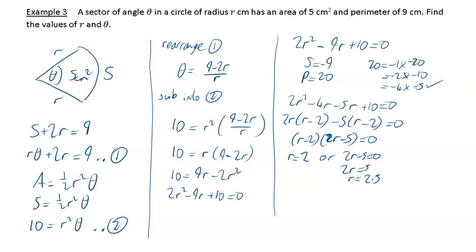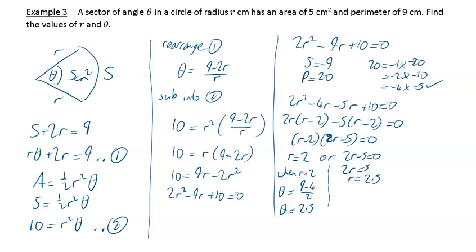Okay, read the question. Have we done it? It says find the values of r and theta. So we've done the r bit, we have to find the values of theta. So we just say when, a wee word every now and again is a big help. So when r is equal to 2, theta is equal to, and we're going back to this formula over here. So we're going to put r equal to 2 into this formula and see what we get. That's going to be 9 minus 2 times the r, which is 4, all divided by 2. So 9 minus 4 is 5, divided by 2 is 2.5.